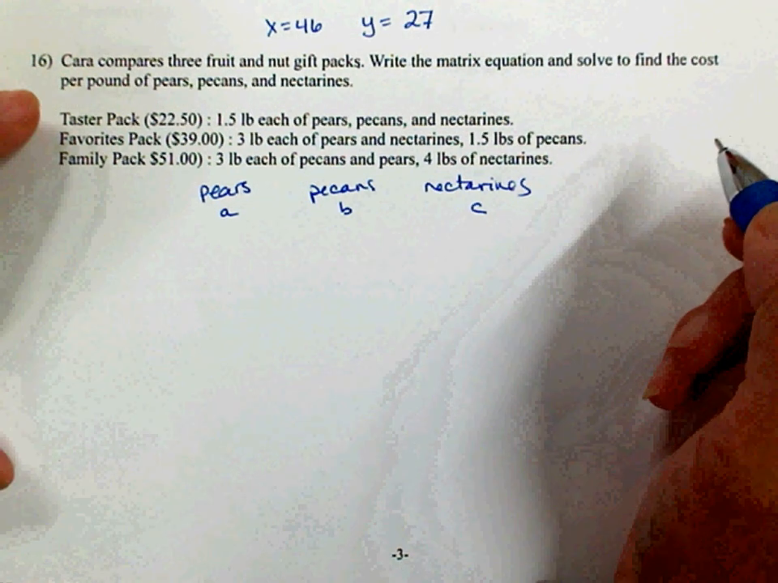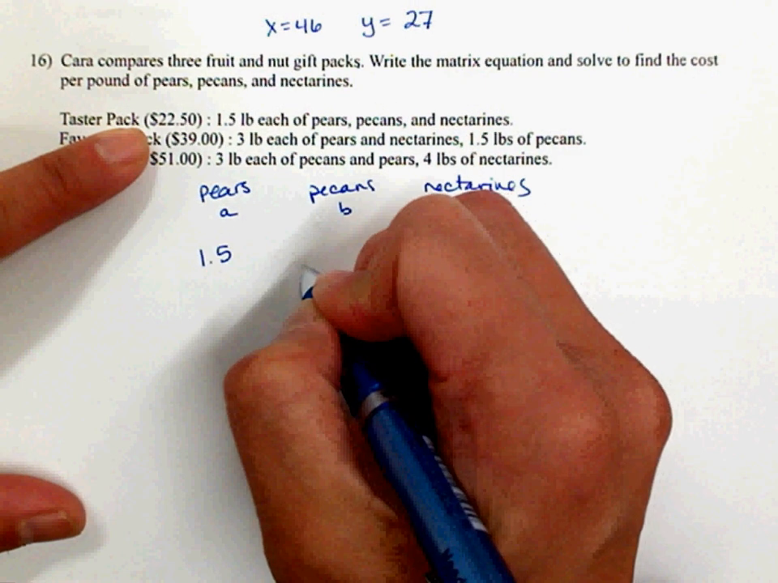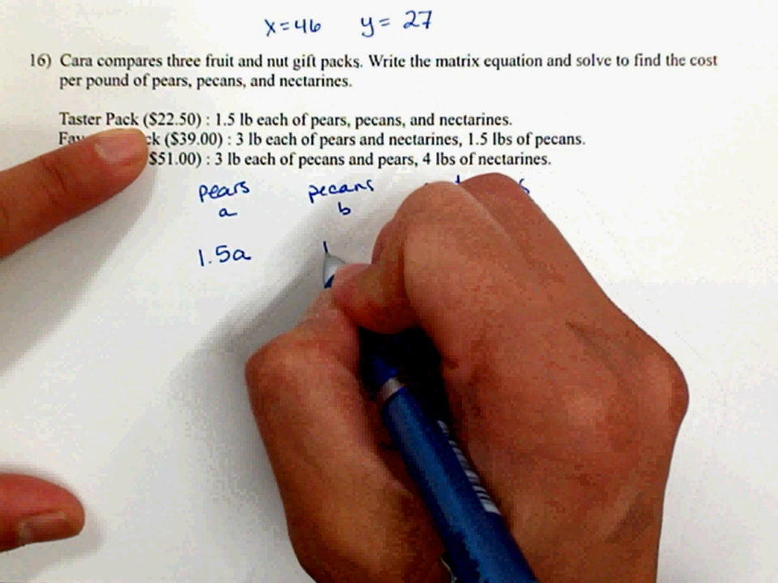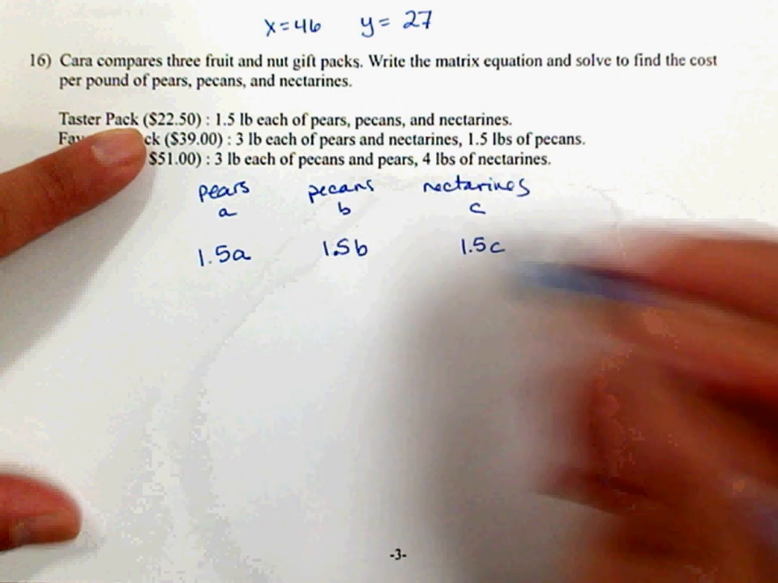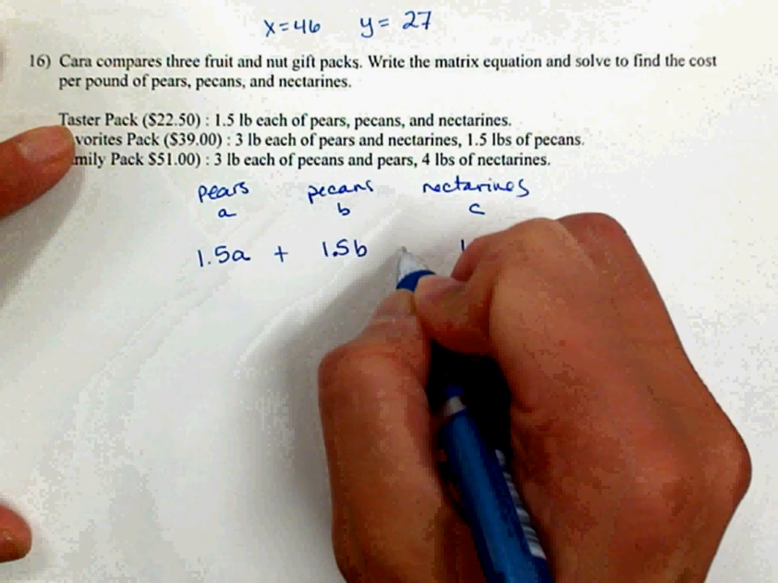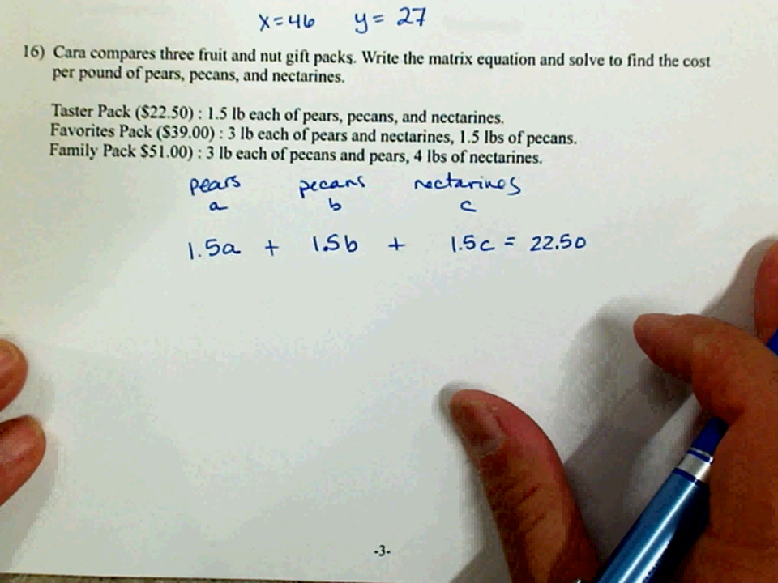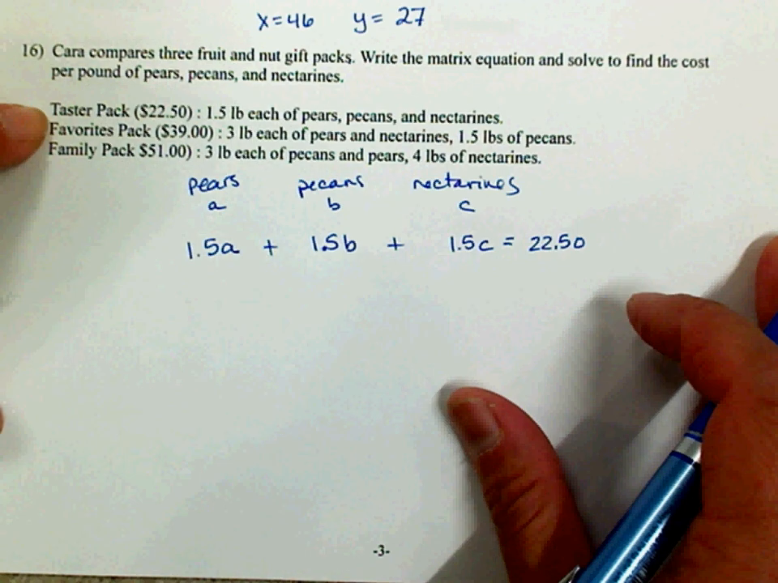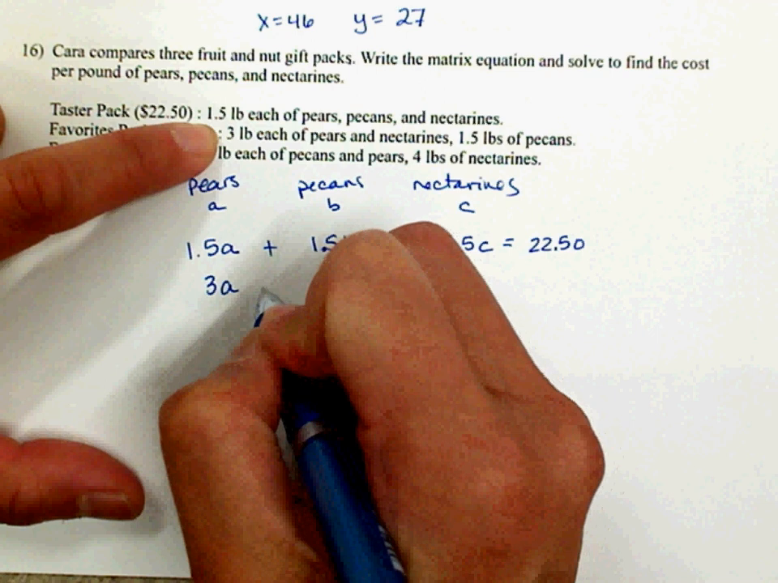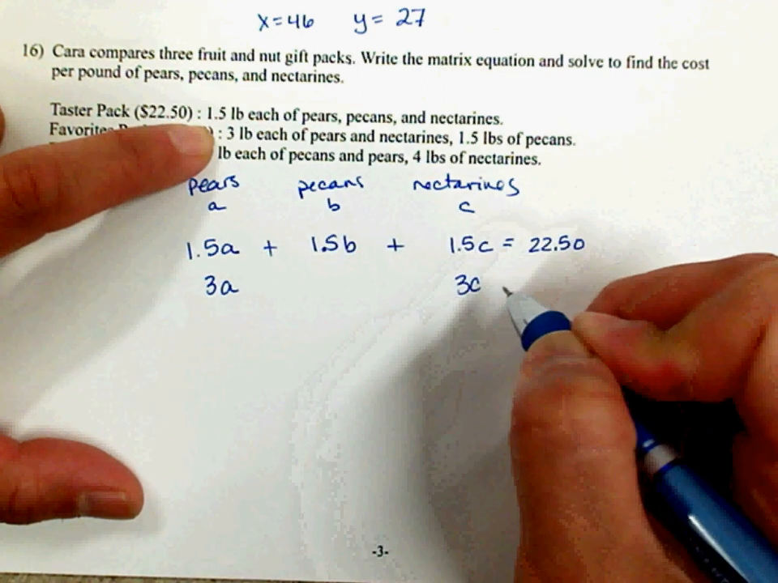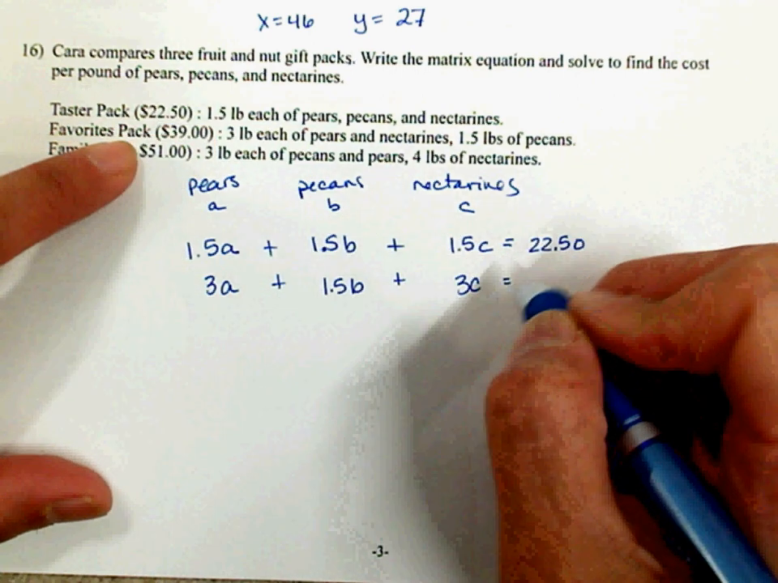For the taster pack, she has 1.5 pounds of pears, 1.5 pounds of pecans, and 1.5 pounds of nectarine. Okay? And all of that is valued at $22.50. Your favorites pack. You have 3 pounds of pears, so here's pears. And 3 pounds of nectarine, so it's over here. And 1.5 pounds of pecan. And all of that equals $39.